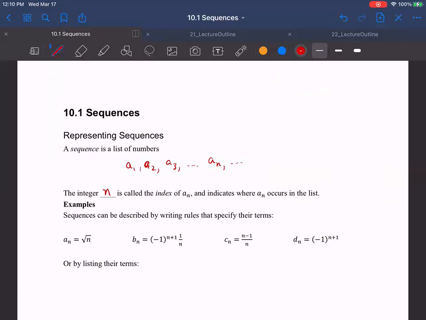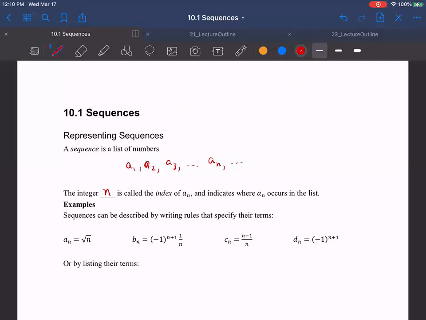Examples here: sequences can be described by writing rules that specify their terms. So each A sub n there is the square root of n, right? So you'd have square root of 1, square root of 2, square root of 3, square root of 4, square root of 5, and so on.